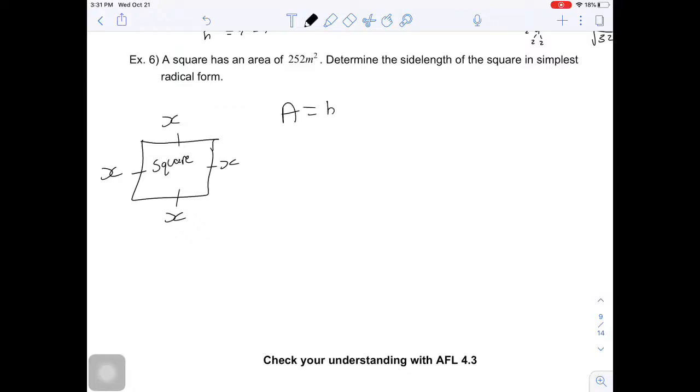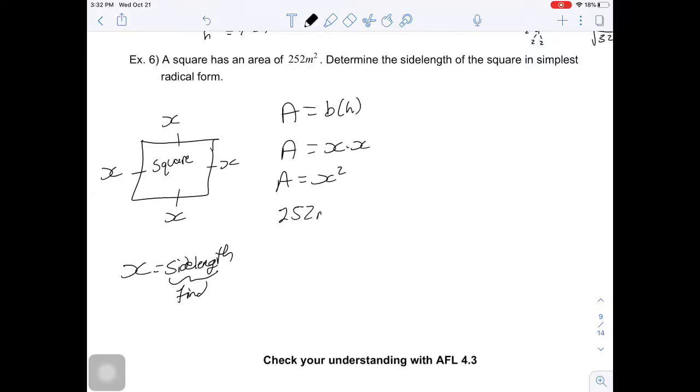The area of a square is simply base times height. And in this case, your base and your height are the same values. So it'll be x times x, and that means it's x squared. So we have area equals x squared for a square. We have the area here. This is the side length. X equals side length. This is what we're trying to find. So let's solve for x.